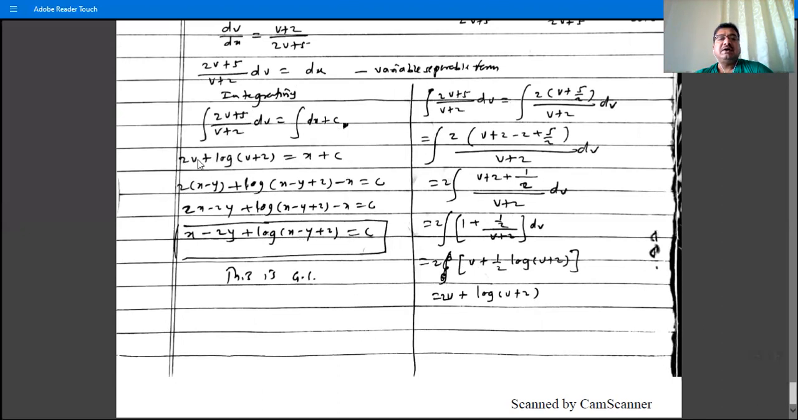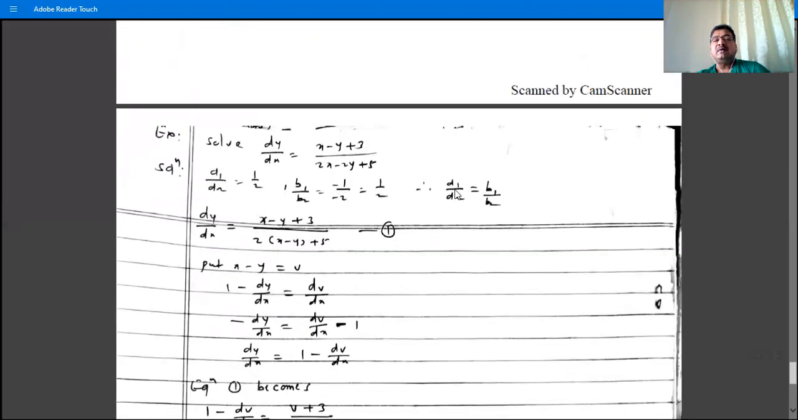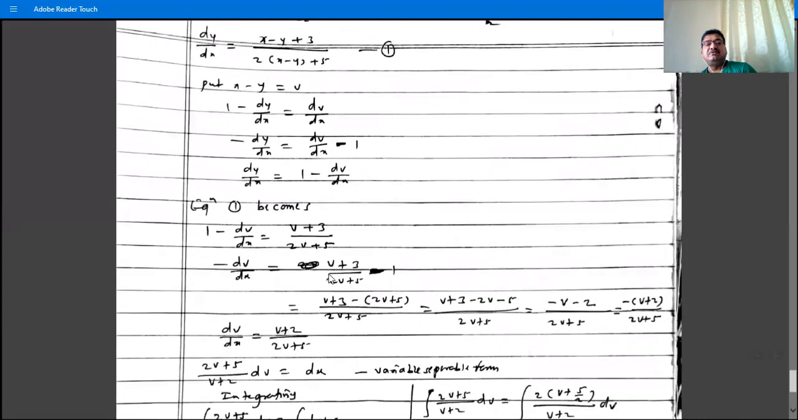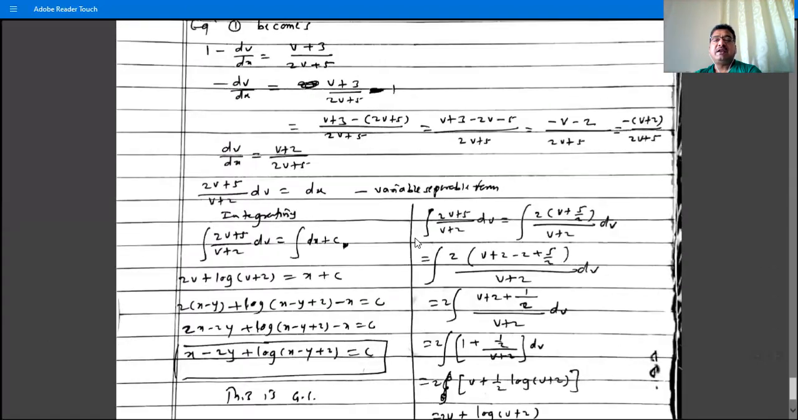And then resubstitute v, which is x minus y. So 2 in bracket (x minus y) plus log (x minus y plus 2). This x, after shifting to LHS, we have minus x is equal to constant, and this then is 2x minus 2y plus log (x minus y plus 2) minus x is equal to constant, and then 2x minus x becomes x. So x minus 2y plus log (x minus y plus 2) is equal to constant, and this is the general solution. So if the ratio is equal, then this non-homogeneous differential equation is reduced to the variable separable form.